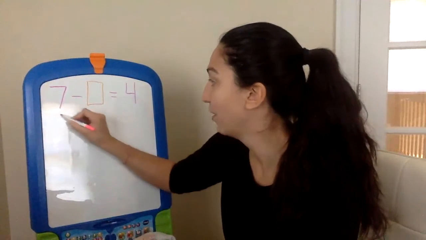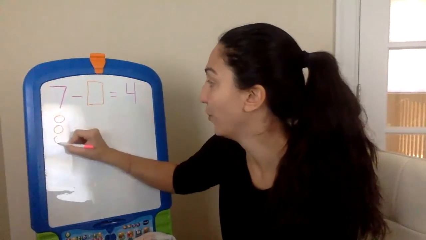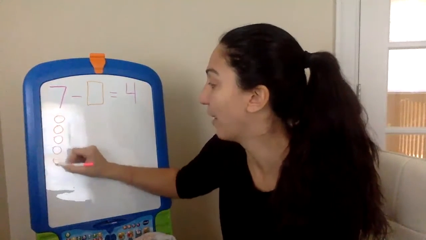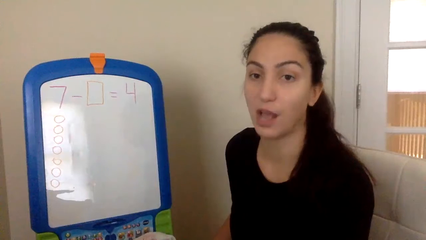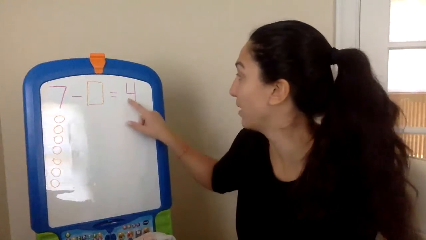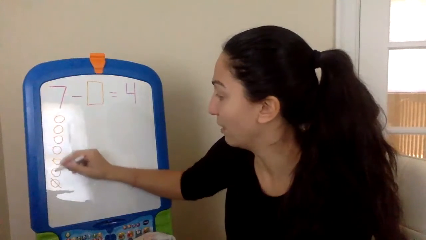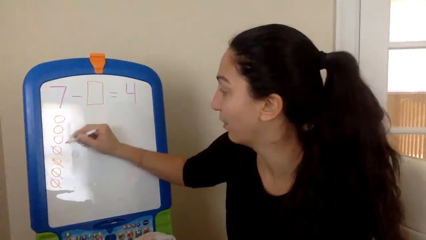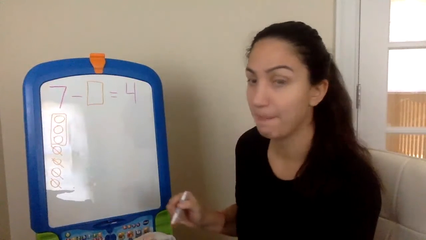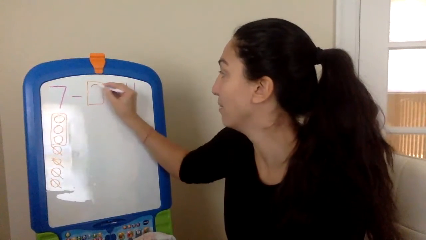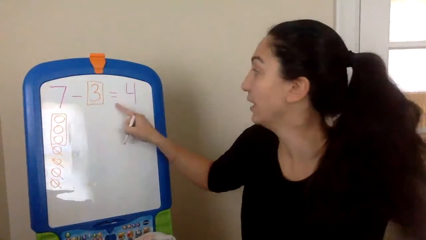I'm going to draw my 7 circles. 1, 2, 3, 4, 5, 6, 7. And I'm going to cross off 4. Why am I crossing off 4? Because I have 4 left. 1, 2, 3, 4. Okay, so this is telling me how many pennies Miss Hanley took. Miss Hanley took 3 pennies. 7 minus 3 equals 4.